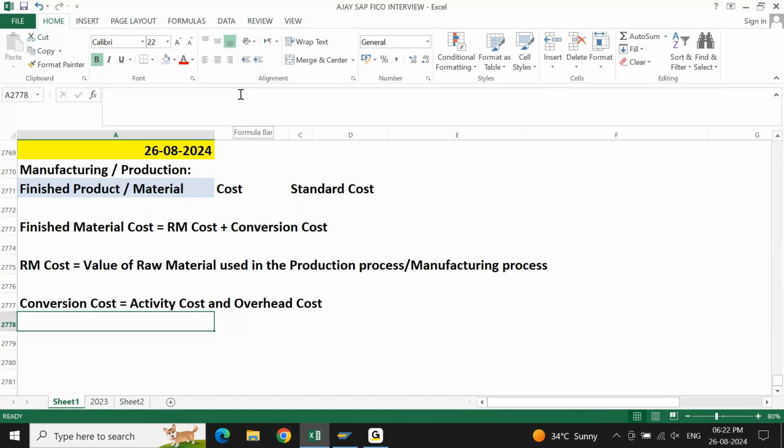Activity cost is the cost that is associated with your manufacturing process. In short, to manufacture any product, you have different kinds of processes. Let's say process 1, process 2, process 3. It may be a one step process, a two step process, a three step process, a four step process, depending on the finished product. Yes or no?